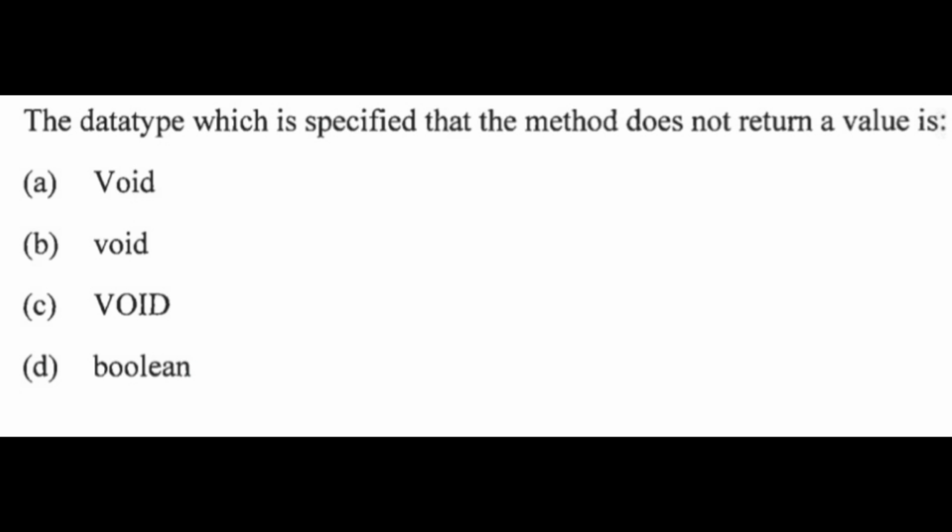Let's move on to the third type of question that they may ask you, which is of definitions of words and important terms. So say, for example, let's find an important term over here. Now an important term over here is the data type which is specified, and by the way, this is the second subpart of question number 2, section A. So the question is, the data type which is specified that the method does not return a value is, of course, void. But now if you look at the options, A is void with a capital V, B is void with no uppercase letters, C is capital VOID, which means that all letters are in capital, and D is Boolean.